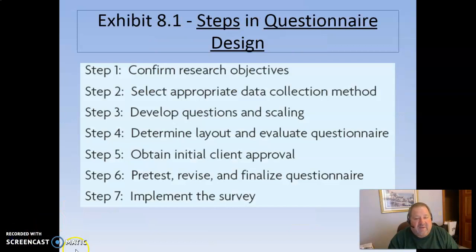This is a list of steps in questionnaire design, and I would advise you to take a look at our textbook. There is a great market research case for American Bank out of Baton Rouge, Louisiana, that goes through each of these steps and gives you examples of what we're talking about when you go through the steps. So make sure you take a look at that market research case in our textbook.